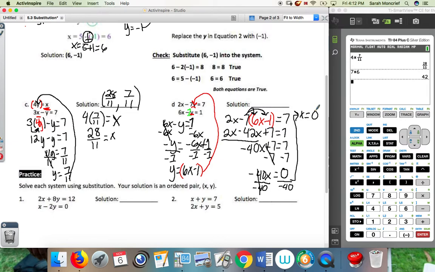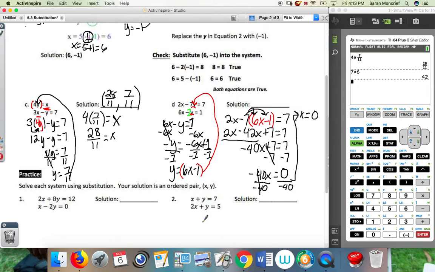Alright, so now we have to figure out y. In order to figure out y, all we have to do is plug in x. Now, we have 3 equations we can plug x into. I bet some of you are like, what, Miss Moncrief? We were only given 2. Right, we were given 2x minus 7y is equal to 7, or 6x minus y is equal to 1. But didn't I change that one? Yeah, I changed it to y is equal to 6x minus 1.